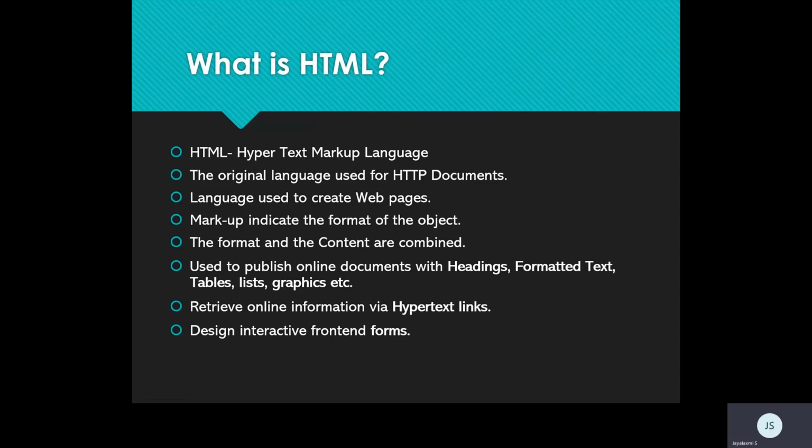The format and content, what I have to display and how I have to display it, are combined together in HTML coding. Content tells you what and format tells you how. This combines headings, formats, tabulations, lists, graphics, links, and interactive displays. We'll be learning each and every module with live examples in upcoming sessions.